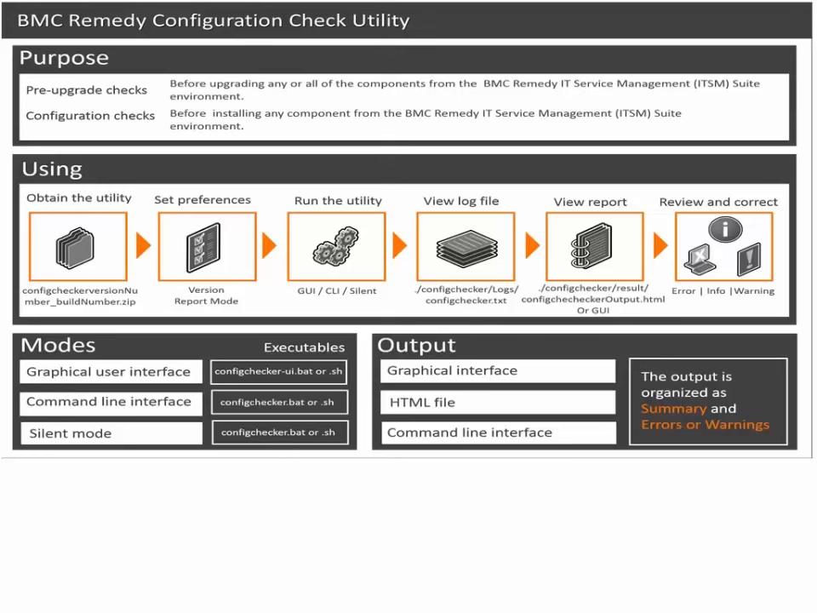This utility is available as a part of the AR Suite, and once you have downloaded it, all you have to do is set up the version and the report mode. This is optional. Version is basically which version you are upgrading to, and the report mode is whether you want to see only errors, or errors and warnings, or errors, warnings, and info. Basically the severity of the messages that you want to see.